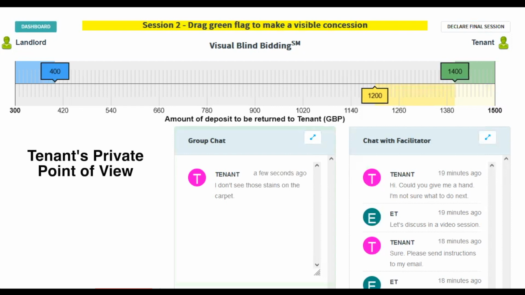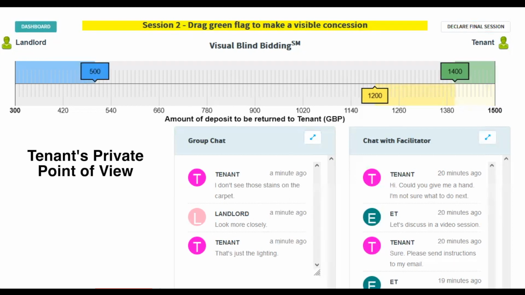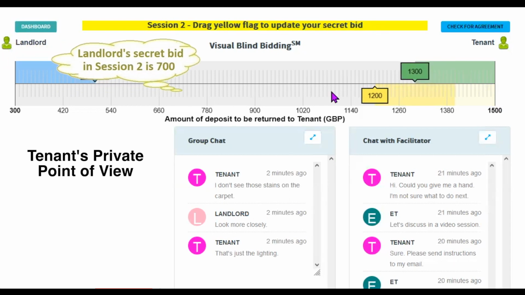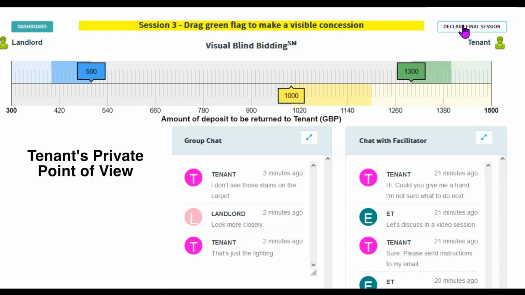In session 2, the parties exchange messages in the chat, and also make both visible and secret concessions. The gap is reduced, but still no agreement is reached. Before starting session 3, since tenant has already conceded nearly to his limit, he decides to declare final session. He then makes his final secret move to 800.